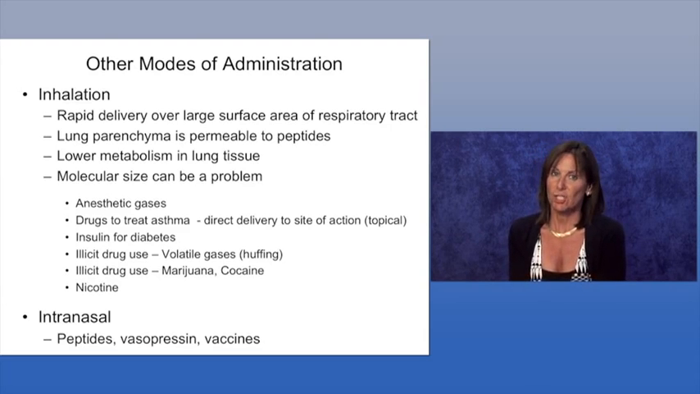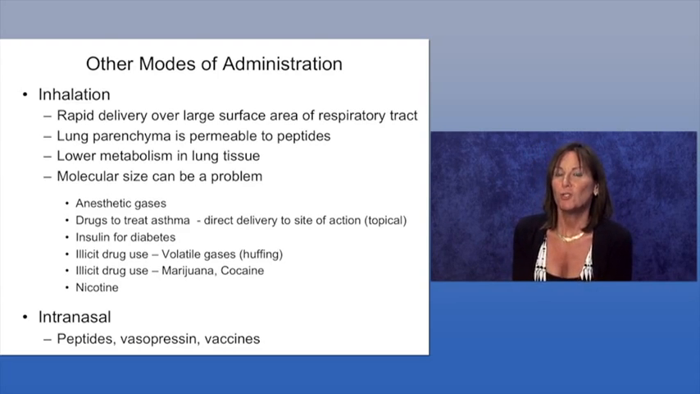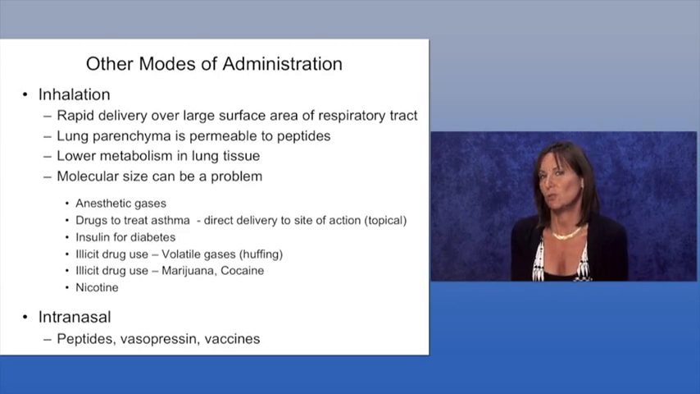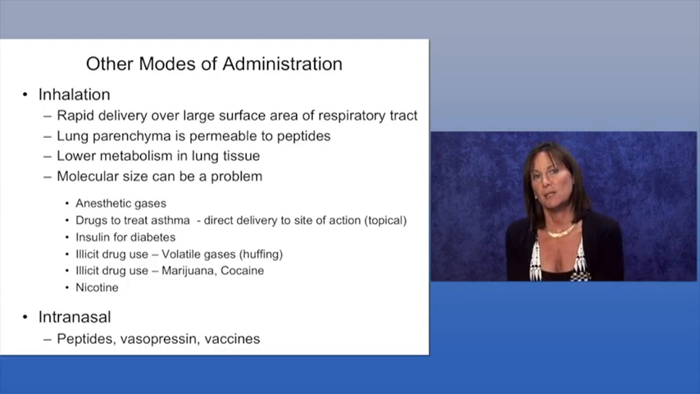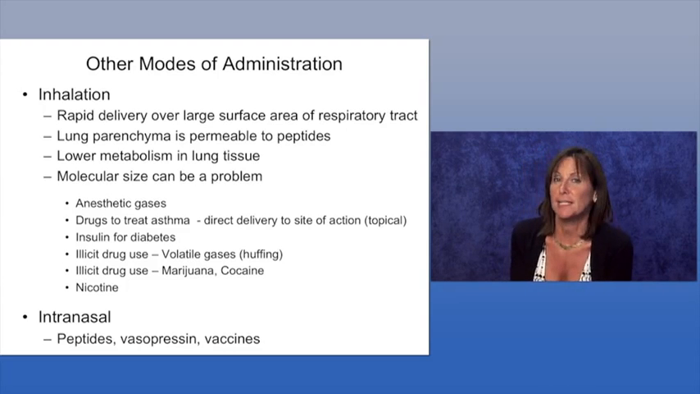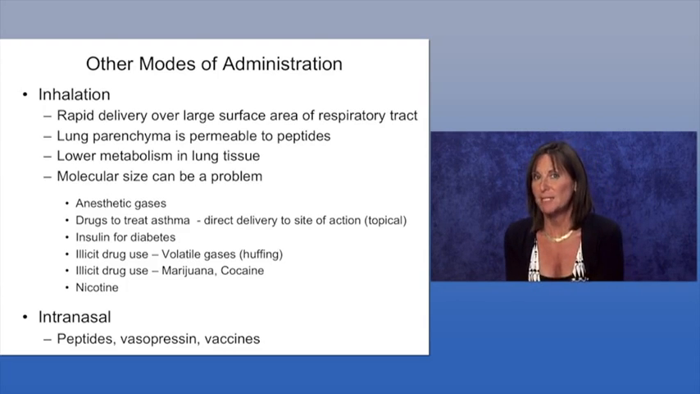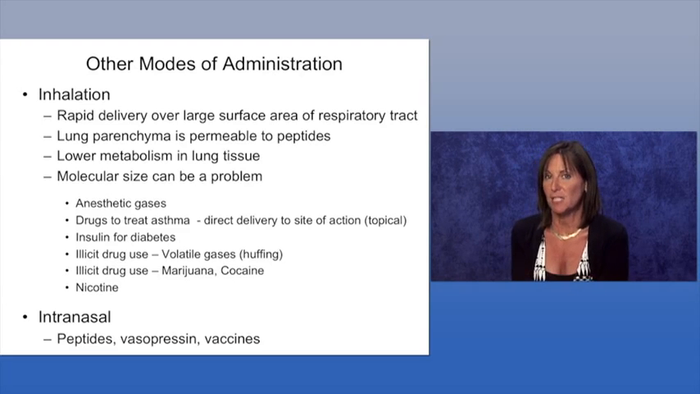And the advantage here is the lung parenchyma is very permeable. So it allows small molecules and small proteins, which are referred to as peptides, to cross the membranes in the lung parenchyma and the surrounding vascular tissue, and therefore you get the drug into the surrounding blood supply. This is aided and abetted by the fact that not much metabolism of drug takes place in lung tissue.